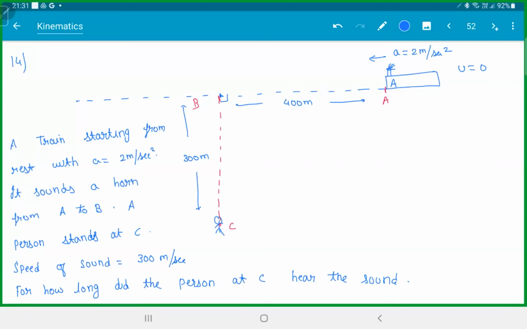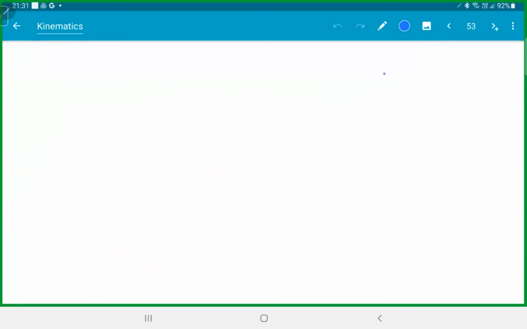Listen, what's happening? I'll tell you. Now, initially, the sound is released at A here. This guy is B. This is C. First, let's see how much time it takes to go from A to B. So from A to B, we are using S is equal to UT plus half AT square.